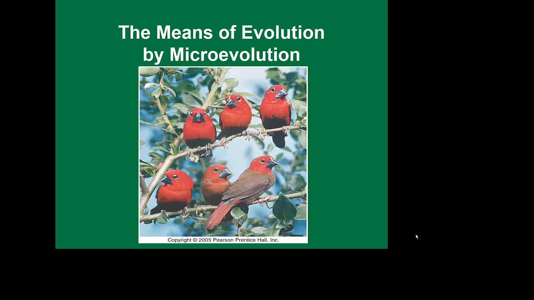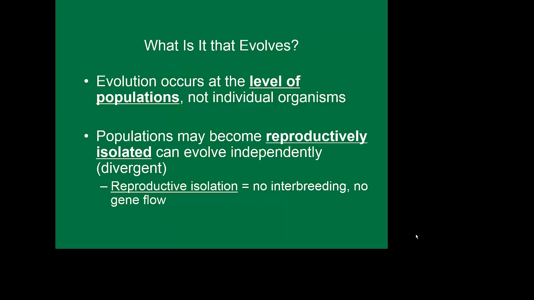So now we know what evolution is. Evolution is change over time. So what we need to think about now is, what is it that actually evolves? We've mentioned before that individuals cannot evolve. Instead, we're dependent on looking at populations and how populations change over time.